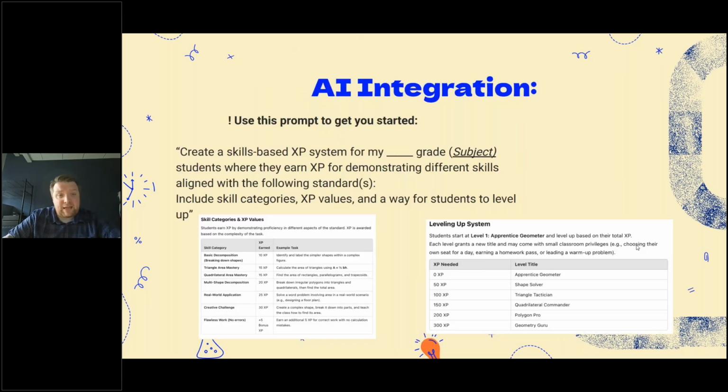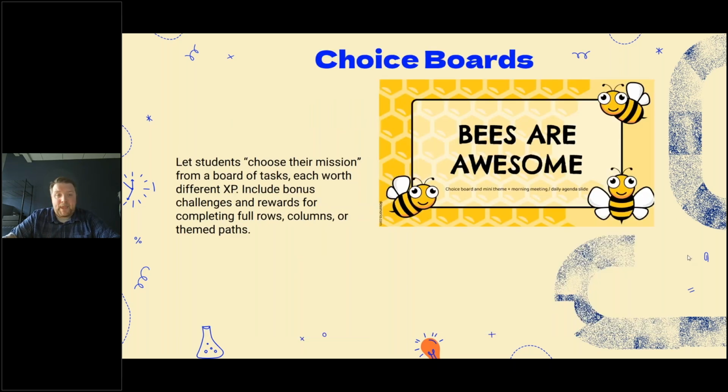Don't forget about AI, right? Our friend AI. If you're daunted by the idea of creating this system, have AI do it for you. You can use this prompt right here, and you can put this into something like ChatGPT, and it will create the whole system for you. It might need some modifications, obviously, but that will allow you to create that system to use with your students in a way that's hopefully pretty easy.